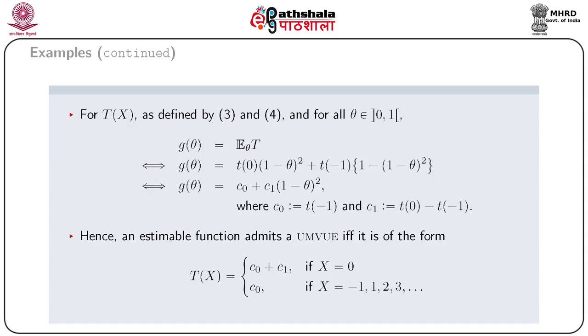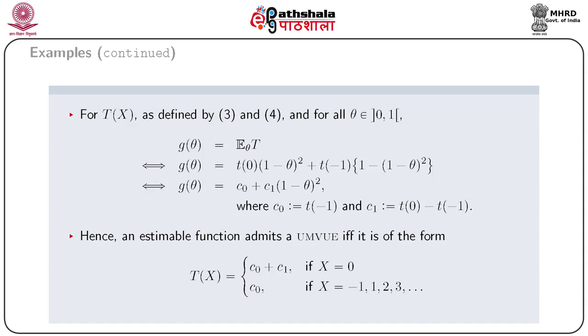Now, expectation of T equal to g(theta) for all theta implies g(theta) equals (1 minus theta) whole square into t(0) plus t(minus 1) into (1 minus theta) whole square, which implies g(theta) equals c1 into (1 minus theta) whole square plus c0, where c0 equals t(minus 1) and c1 equals t(0) minus t(minus 1).